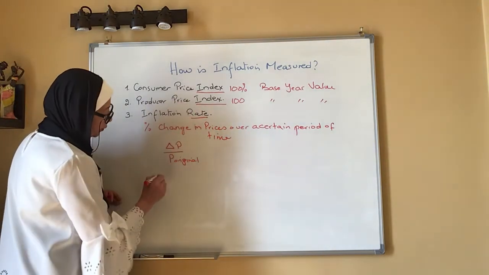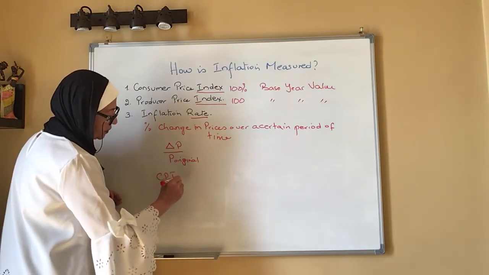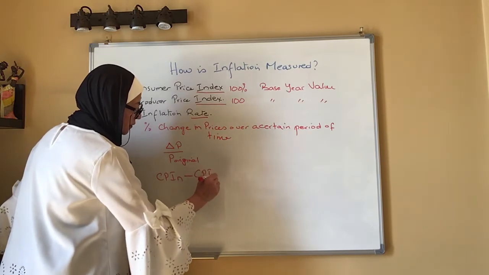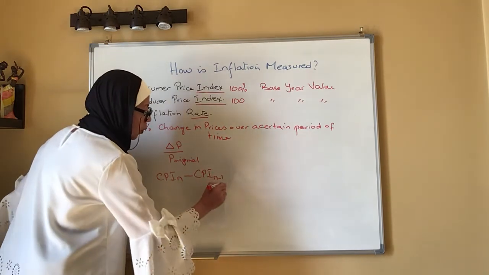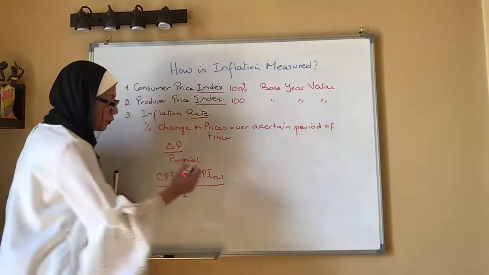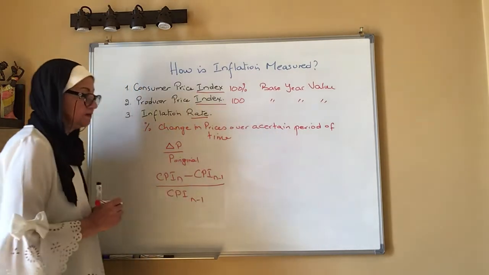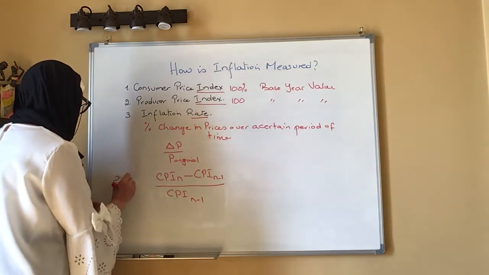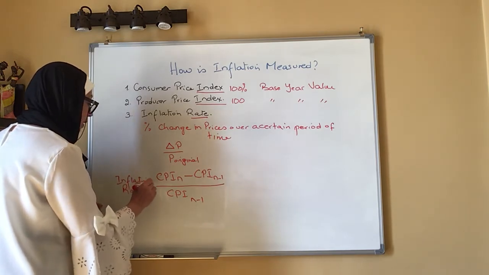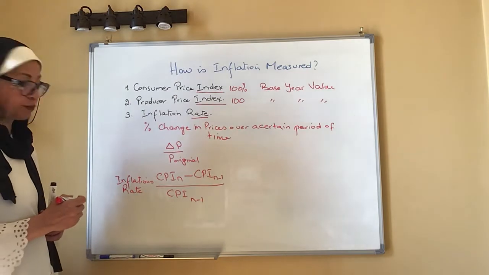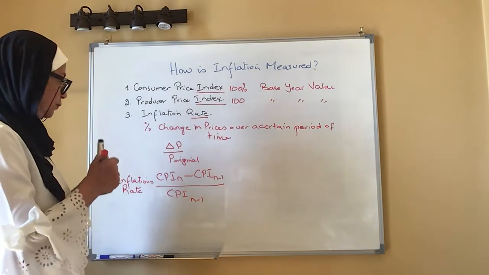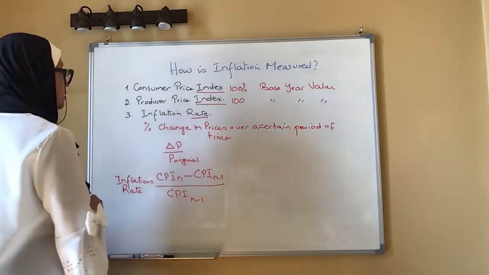which means inflation rate is going to be Consumer Price Index in the year N minus Consumer Price Index in the year N minus 1, over Consumer Price Index in the original year, the N minus 1. So this is going to be the inflation rate. Or the same happens with Producer Price Index. What is Consumer Price Index and what is Producer Price Index? This is what we're going to explain now.